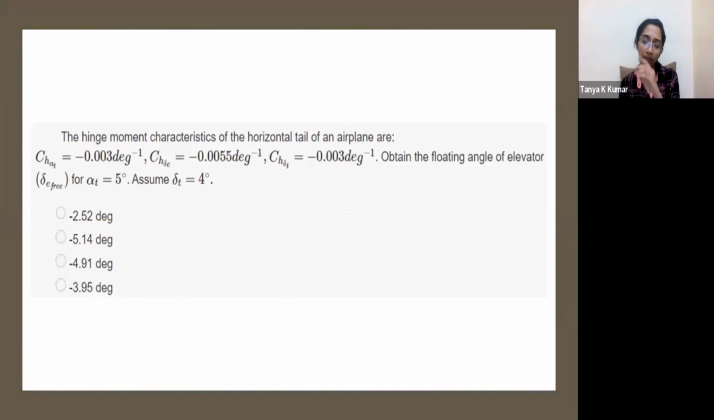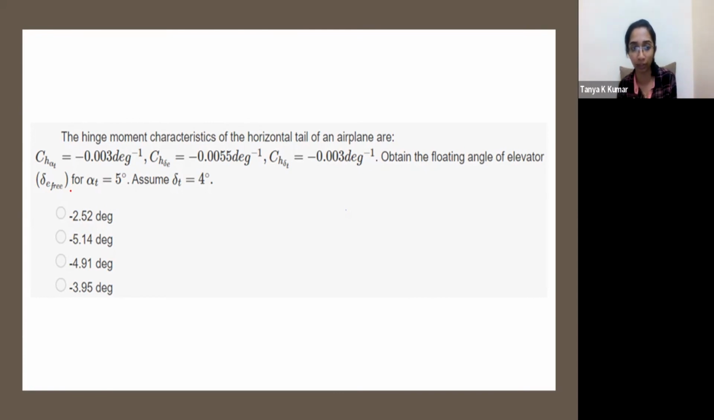So this is another question that's given in your assignment. We won't be solving it, but I'll just give you the equation. What they've given is the hinge moment characteristics. So you have those three coefficients, those three derivatives: CH alpha tail, CH delta E, CH delta trim tab. Alpha tail is angle of attack at tail, delta E is elevator deflection, delta T is trim tab deflection. You have the three derivatives and you have two angles. They've asked you to find out the stick free elevator deflection. That is nothing but delta E float.